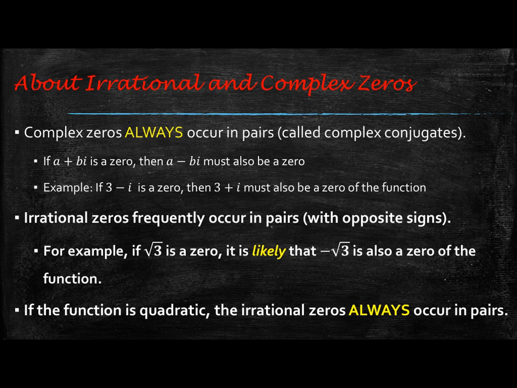Irrational zeros frequently occur in pairs with opposite signs. So for example, if the square root of 3 is a zero, it is likely that negative square root of 3 is also a zero of the function. If the function is quadratic, the irrational zeros always occur in pairs.